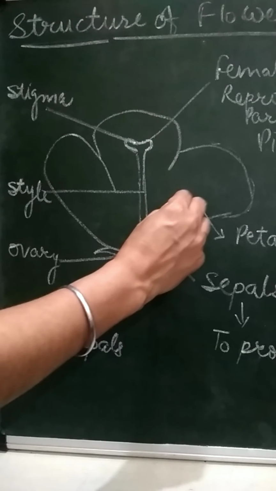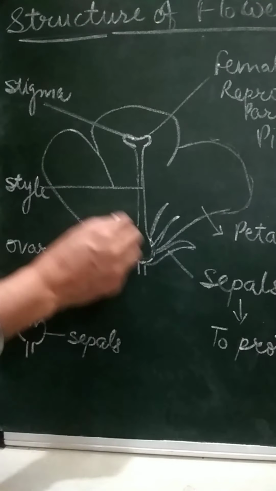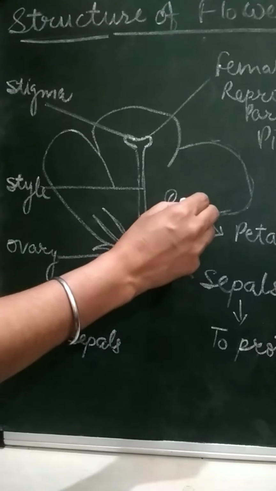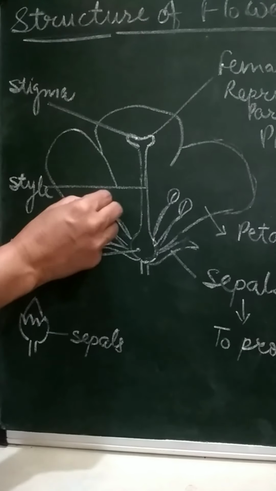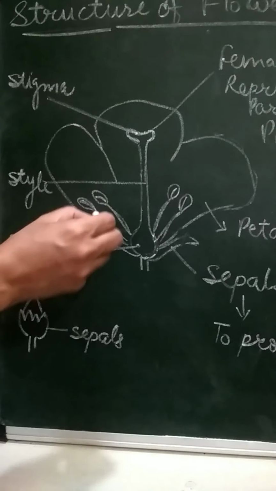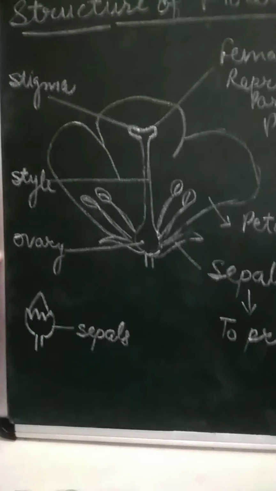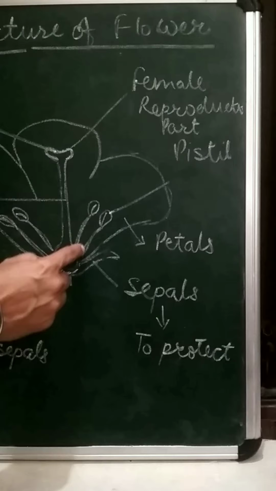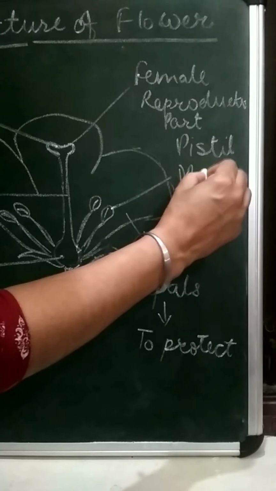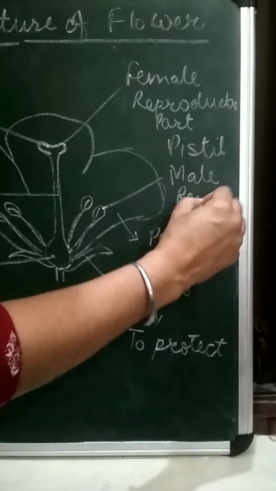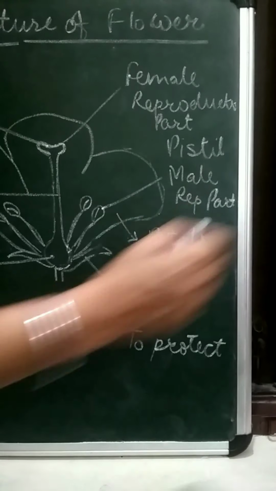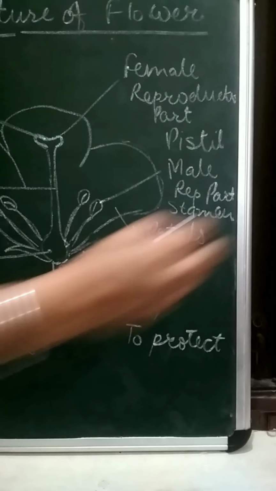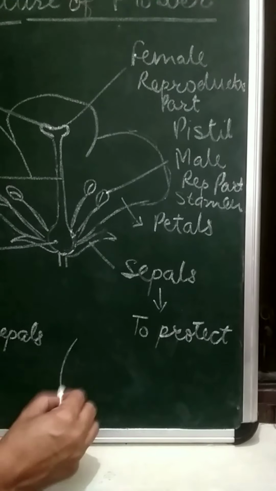In the case of hibiscus, you must have seen structures like this. These are basically male reproductive organs, the male reproductive part, which is termed as the stamen. Let us discuss the stamen in detail.